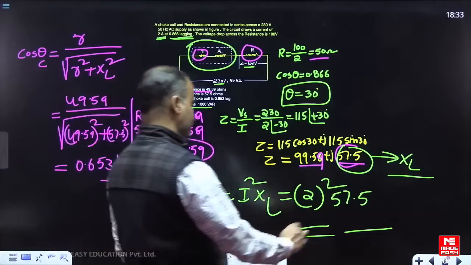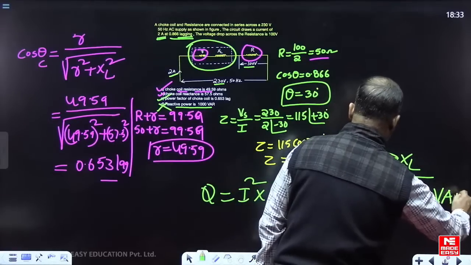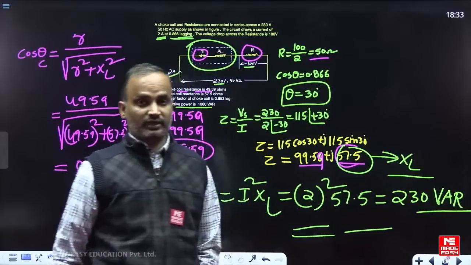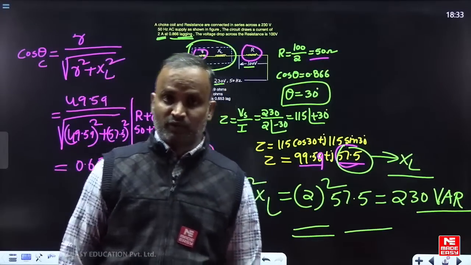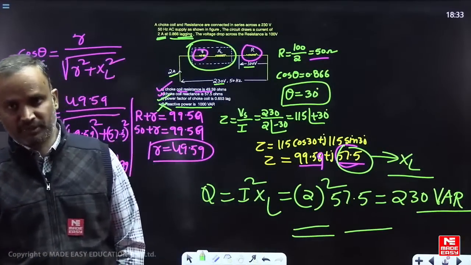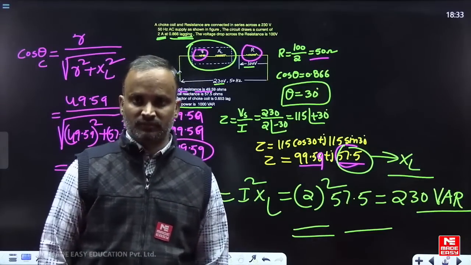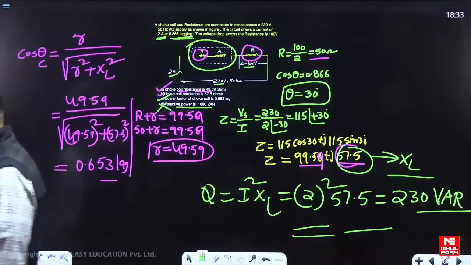S is 230. What about the unit? It is VAR. While concluding answers in the exam, try to verify the units carefully. Why do I say this? In the options they may give the answer in terms of VAR, or they may give it in terms of KVR. Observe the units carefully.